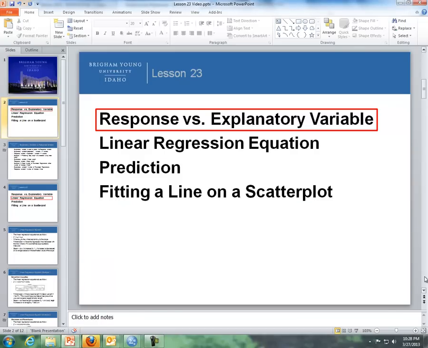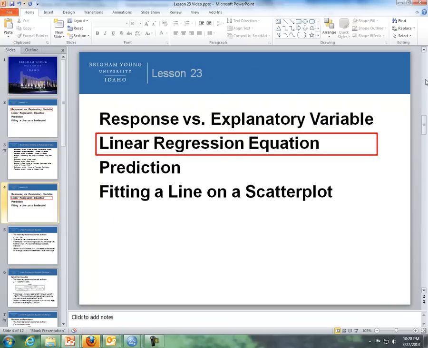Here's the outline for these videos. First, I'll talk about the difference between a response and an explanatory variable, followed by the linear regression equation. You'll need to know the response and the explanatory variable in order to do a linear regression equation. Then we'll deal with prediction. We'll need the regression equation to do some predictions, and finally I'll briefly talk about fitting a line in a scatter plot.